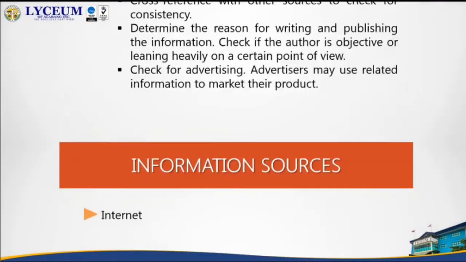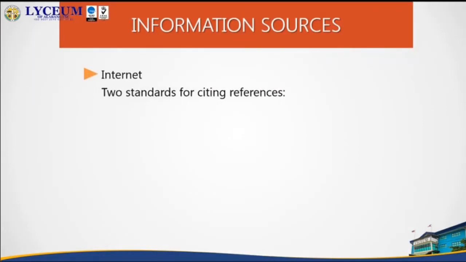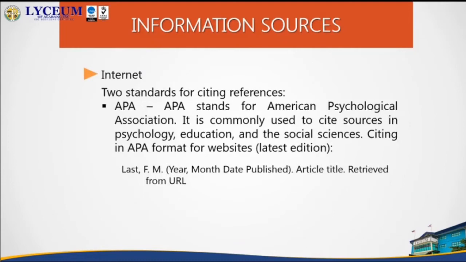Okay. The next one we have here is the two standards for citing references. So these two might be familiar to you. The first is the APA, or American Psychological Association. It is commonly used to cite sources in psychology, education, and social sciences. Citing in APA format for websites is this, no? The last name, first name, and the middle initial, then the year, month, and date published, article title, retrieved from, and the last one is the URL.